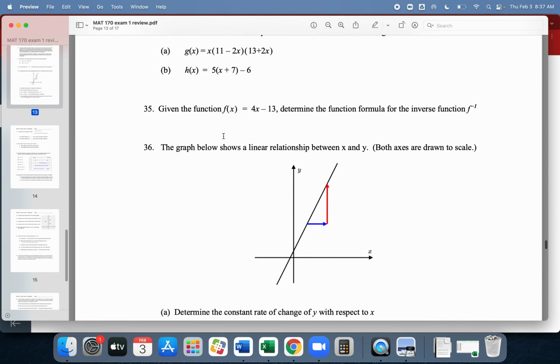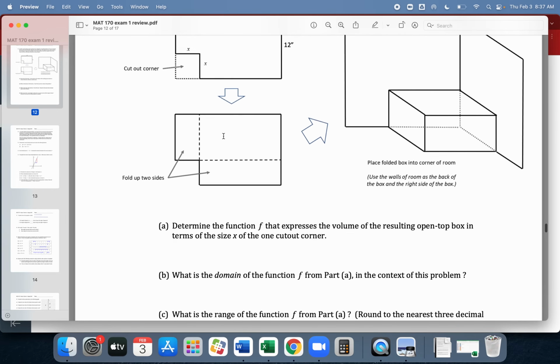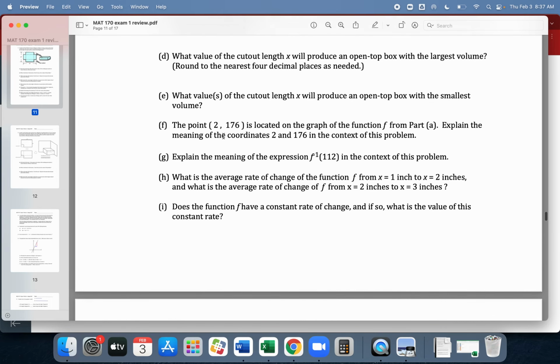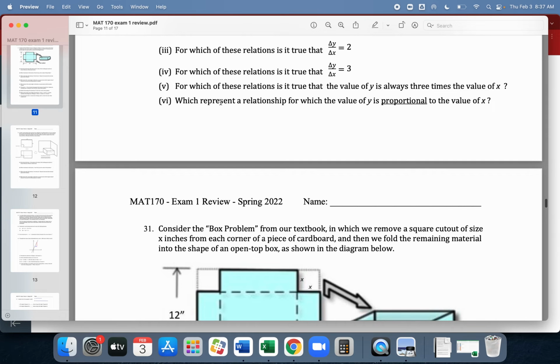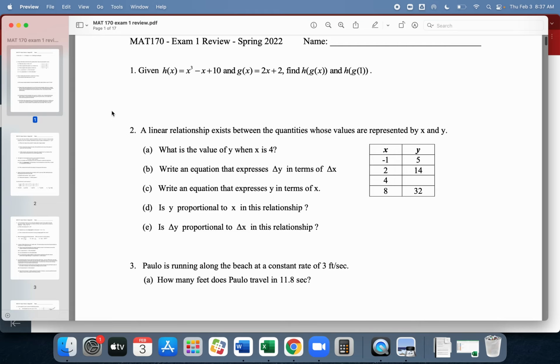This has a whole variety of questions, some with graphs, some with formulas, some with just stories to work with, and expressions, and define this and that. Some of this should look familiar. You should see some of the same examples, just to remember thinking about those. Just on this front page, h of x is x cubed minus x plus 10, g of x is 2x plus 2, find h of g of x and h of g of 1. Huh, okay, that seems like stuff we just did.